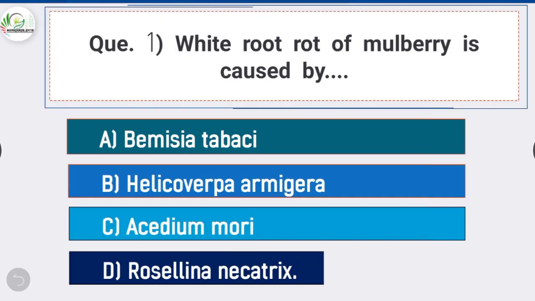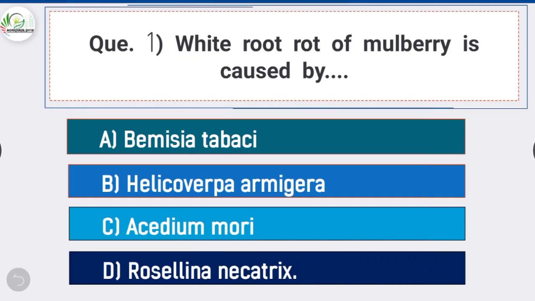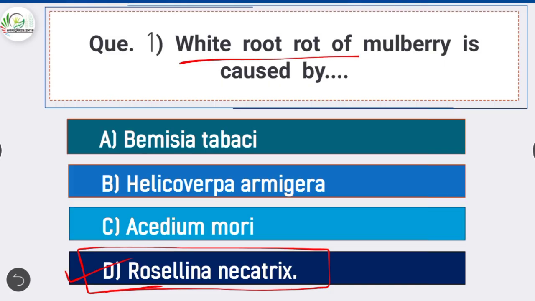White root rot of mulberry is caused by? Option D is the correct answer, Rosellinia necatrix. Rosellinia necatrix is a soil-borne root fungal pathogen which causes white root rot disease in mulberry.